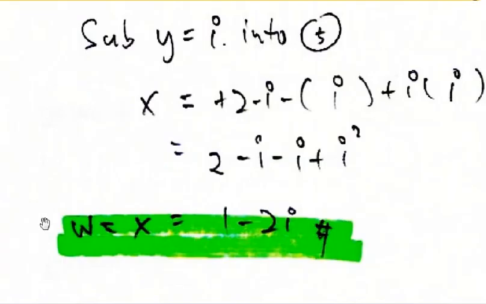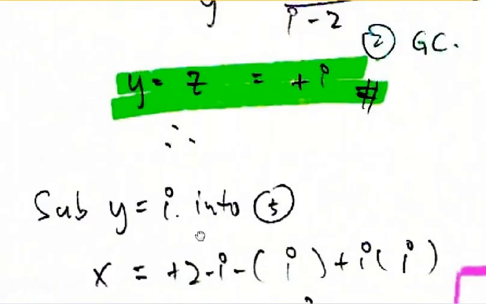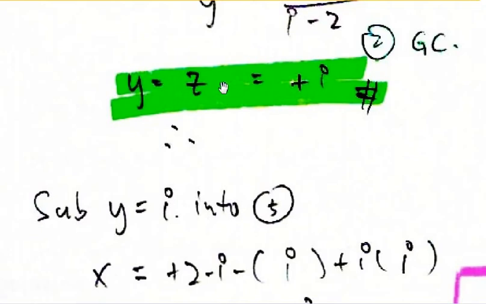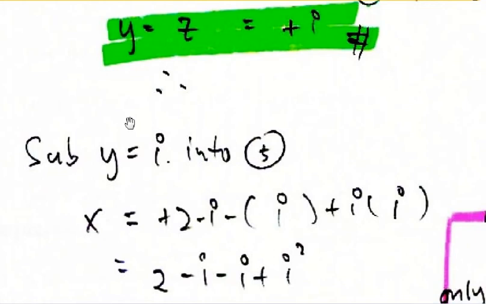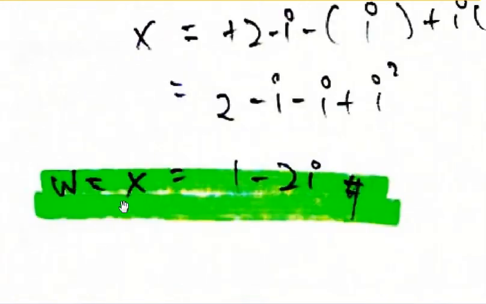So if my y equals i, it means that my z equals i. Substituting this into equation 5, I will be able to find that my x, which is really a w, equates to 1 minus 2i.